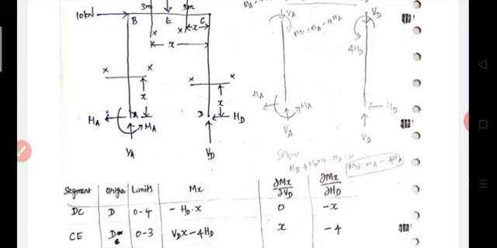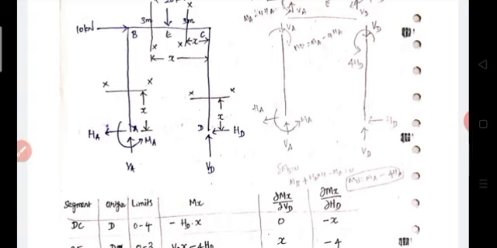Then take section XX at x distance from point D. What should be the moment? The moment will be minus HD into x. HD creates a hogging moment, therefore minus HD into x. VD's line of action is along that point, so it can't produce any moment. Then determine dou Mx divided by dou VD. There is no VD term in Mx, therefore it is 0. Then dou Mx by dou HD is equal to minus x.